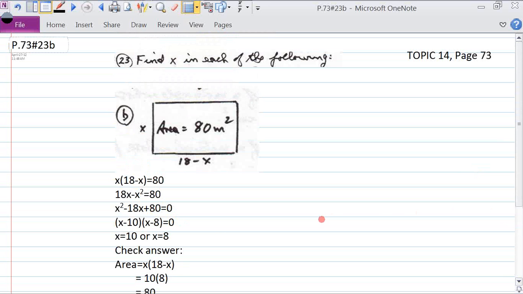So this is the only product. You can see, for example, supposing I choose randomly 4, 18 minus 4 would be 14. 4 times 14 would not give me 80. So whatever I have here, I can make this 10. This has to be 8. 10 times 8 is 80. If I make this 8, this has to be 18 minus 8, or 10. I still get the same answer, 80.